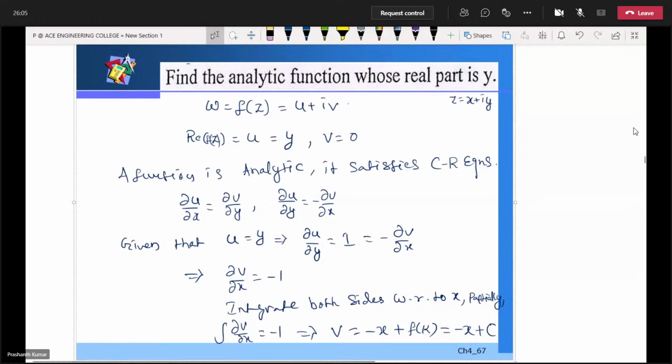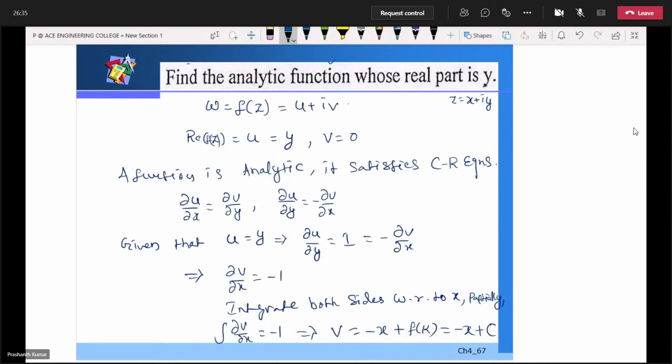Find the analytic function whose real part is y. When only the real part is given, you will find the analytic function. w is equal to f of z is equal to u plus iv. The real part u is equal to y is given. What about the imaginary part? That we take as 0, v is equal to 0.